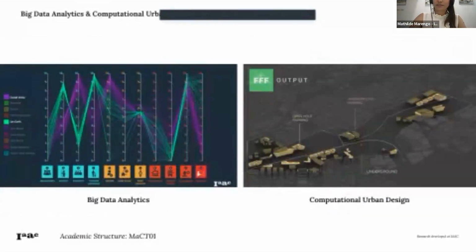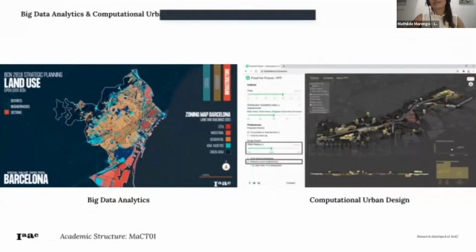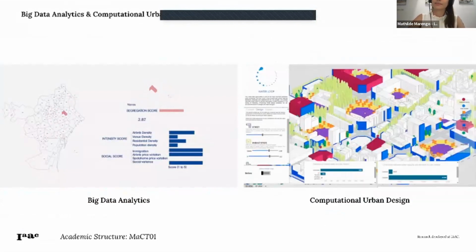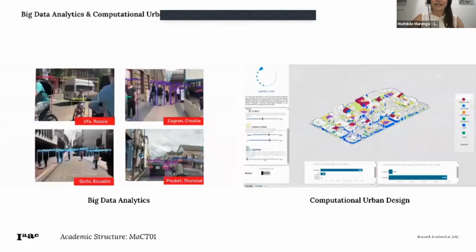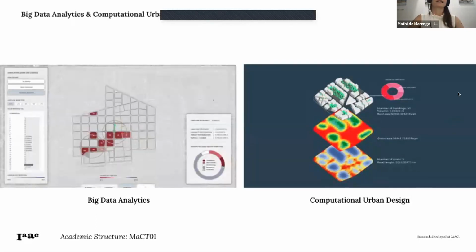During the program, the students are also trained in the latest tools for computational design, urban simulations, and spatial data science, as well as attending seminars on programming, dynamic mapping, big data analytics, and visualization and parametric design.